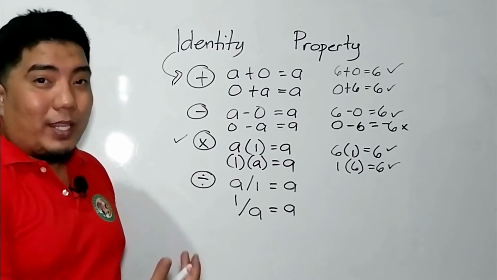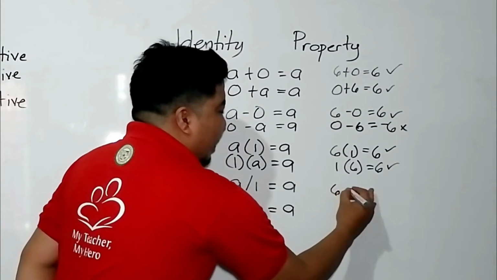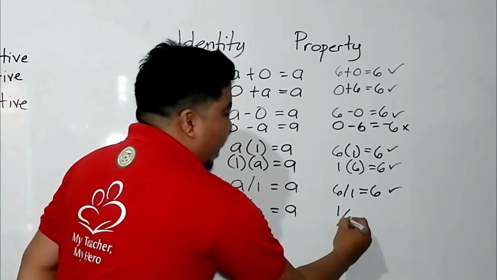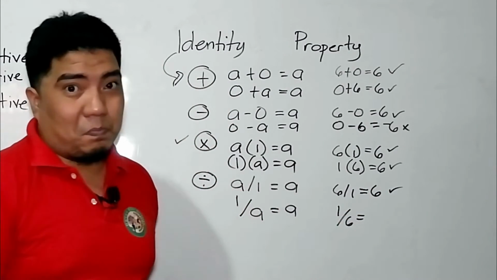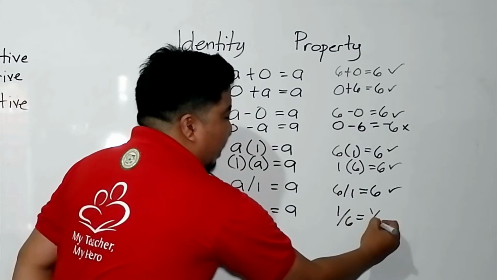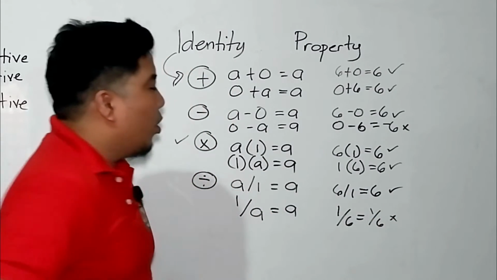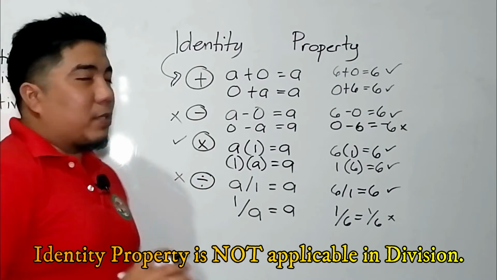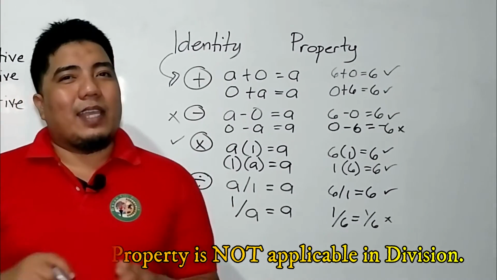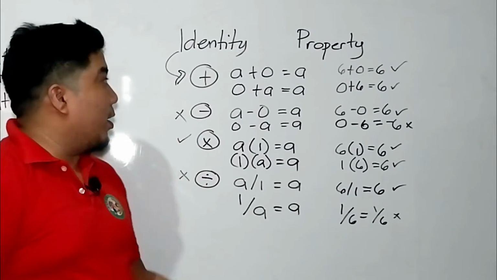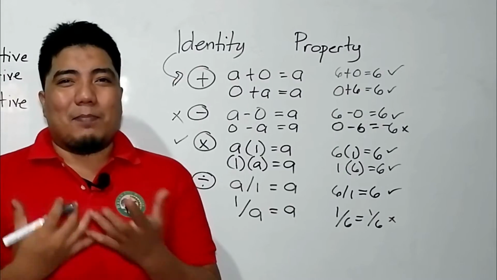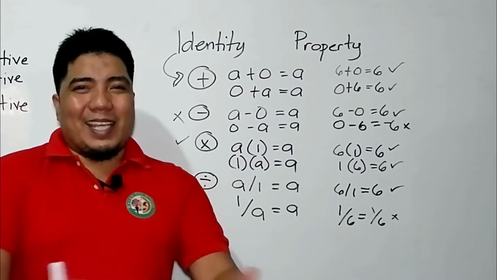Now, let us try with division. We have 6 divided by 1 is equal to 6. That's correct. 1 divided by 6 is still 1 over 6. And that is wrong. Therefore, we can say that in subtraction and division, identity property is not applied, while in addition and multiplication, identity property can be considered. Easy, right? Now, let us go to the last property.